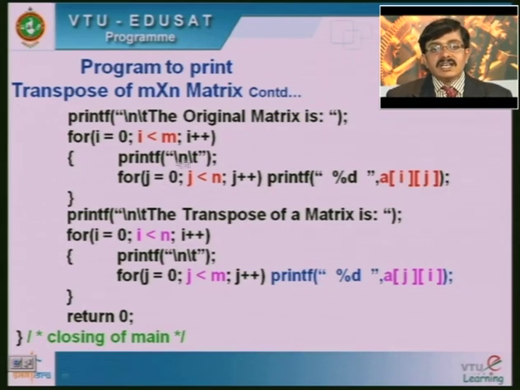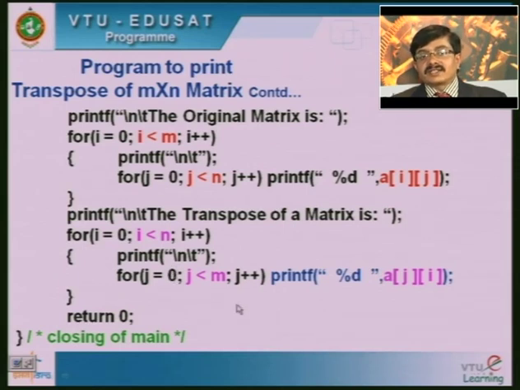Row constant means when i is equal to 0, I print all the elements of row 0 first. When i is equal to 1, I print all the elements of the first row. When i is equal to 2, I print all the elements of the second row, and so on, because i is kept constant there and j is running inside this particular loop. i is the outer loop, j is the inner loop.